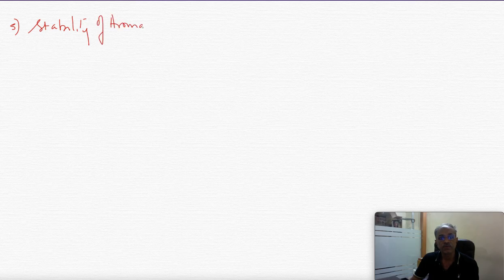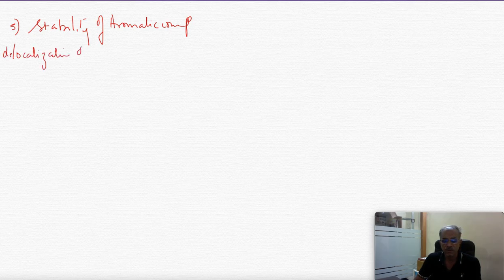Now, another point. Then we saw 2, 3, 4, and now it is the 5th: stability of aromatic compounds. The stability of aromatic compounds means the delocalization of the charge on the aromatic ring. Nothing else but the charge on the aromatic ring. Now, what do you mean by an aromatic carbanion?